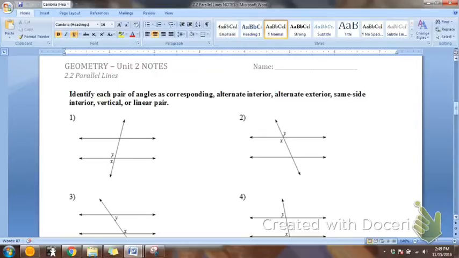Supplementary. Okay, they are supplementary, but that's not an option. So, they are both same side, but look, are they both on the inside of these parallel lines? No. Okay. Nope, don't stop guessing. Together, they make a what? Together they make a line. Do you guys see that? They're on the same vertex. This is the hint. They're on the same vertex. They both are at this bottom vertex. So this would be a linear pair.